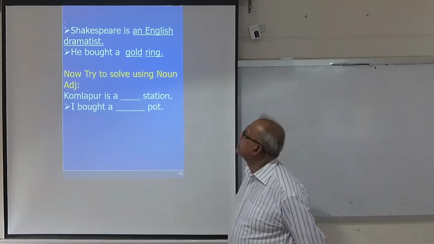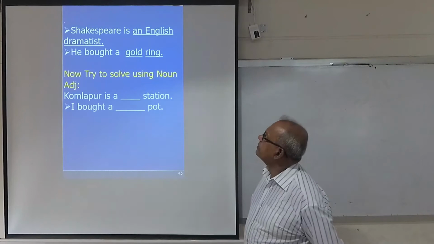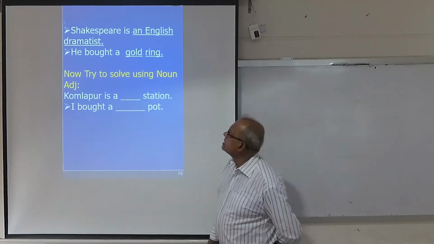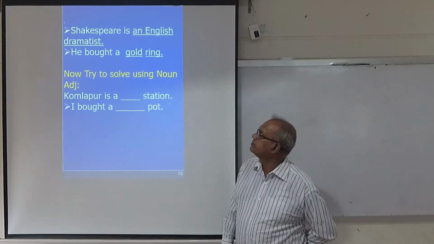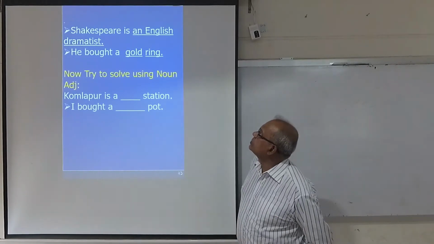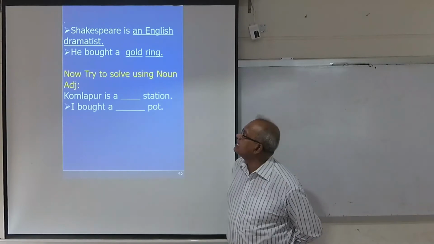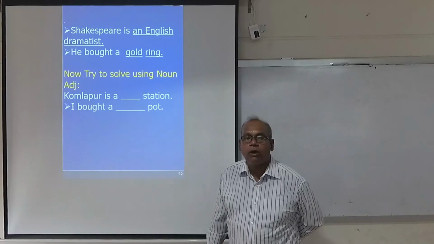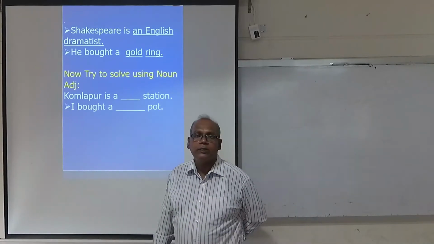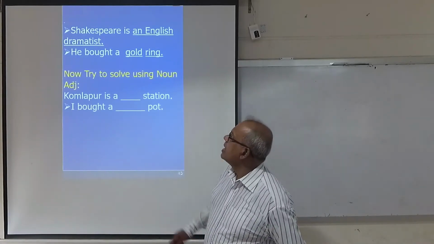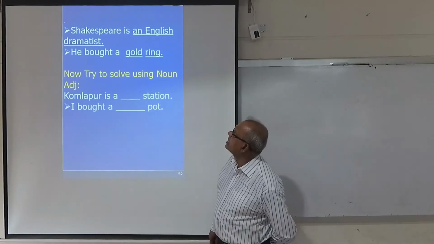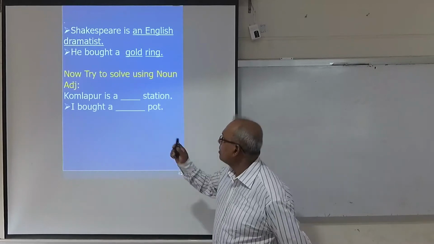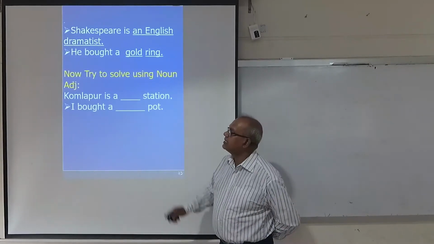Dear students, next sentence, Shakespeare is an English dramatist. In this sentence, English is also a noun and dramatist is also a noun. Both are nouns. And the next sentence, he bought a gold ring. Gold and ring, both are nouns. Now, try to solve using noun adjective.